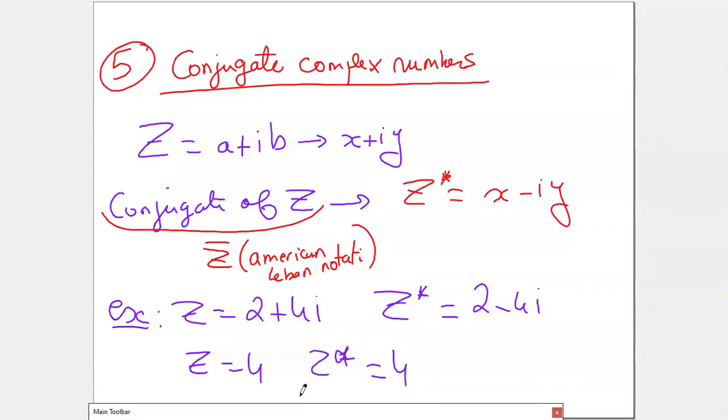What does it mean, conjugate of a complex number? For the conjugate of a complex number, we change the sign before the i. So if it's plus, it becomes minus. If it's minus, it becomes plus. The notation of the conjugate in the IB is z star. In the American or the Lebanese notation, it's z bar. So if z is 2 plus 4i, what will be z star? 2 minus 4i. If it's pure real, the conjugate is still the same. So if z is 4, z star is also 4.